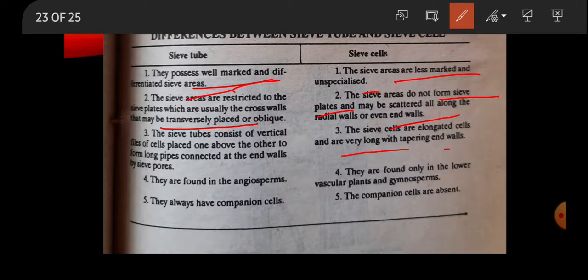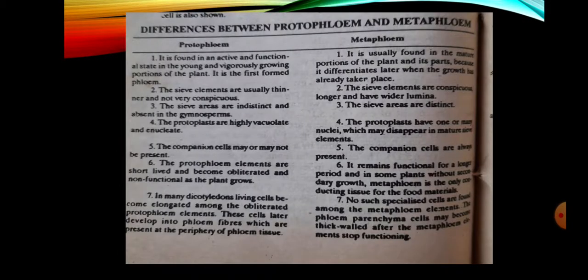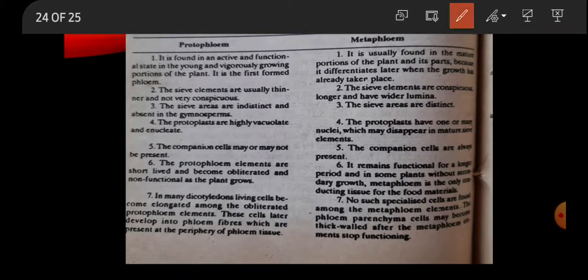Now, sieve cells are found only in lower plants than gymnosperms, while sieve tubes are found in angiosperms. In sieve cells, companion cells are not present, while in sieve tubes, companion cells are present. So, these were some differences between the sieve tube and sieve cells. Next are the differences between metaphloem and protophloem.